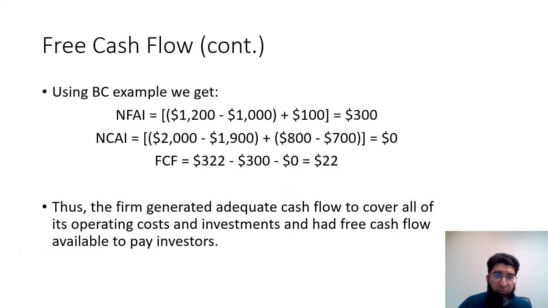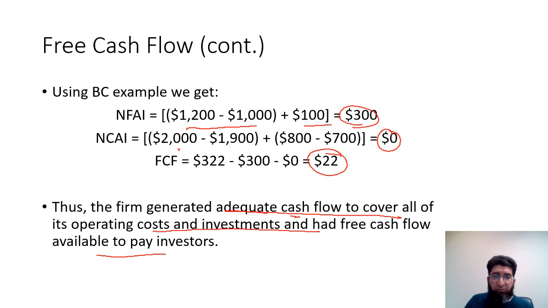You can see the example for BC Corporation. Net fixed asset investment comes out to be 1200 minus 1000 plus 100, which is equal to 300, while net current asset investment comes out to be 0. So total FCF is $22. The firm generated adequate cash flows to cover all of its operating costs and investment and had free cash flow available to investors.